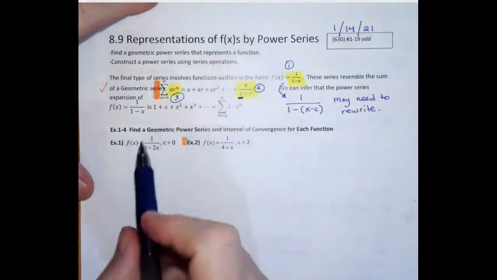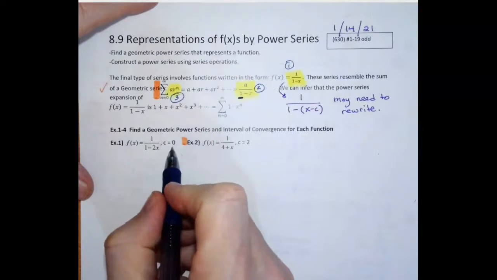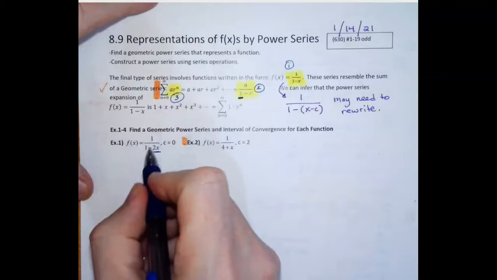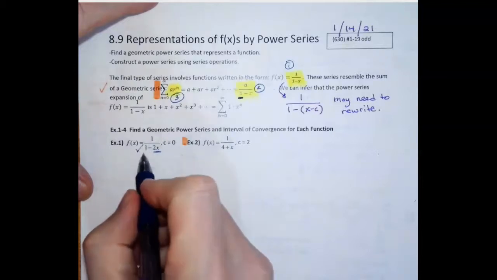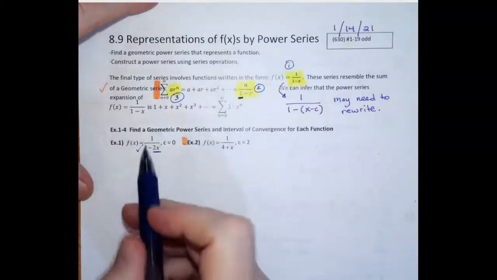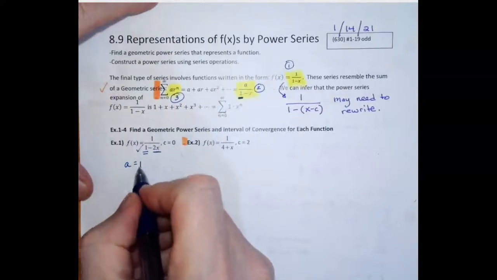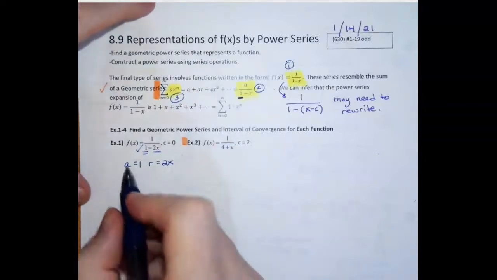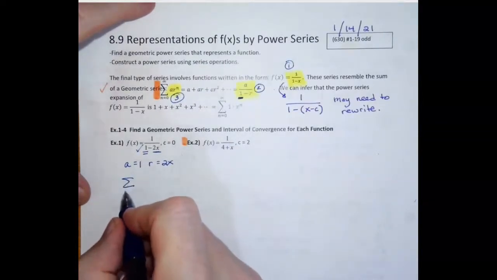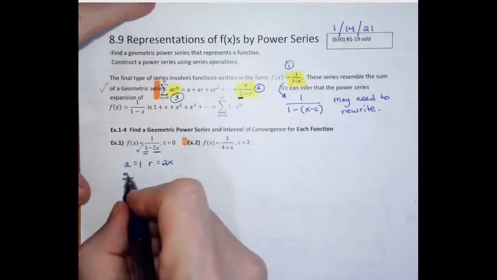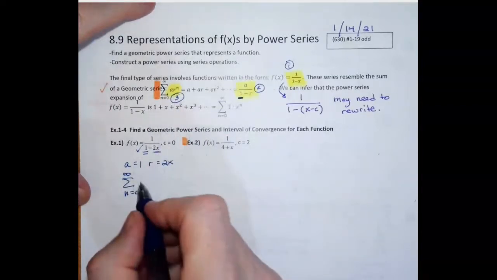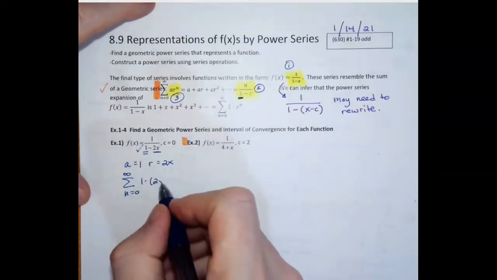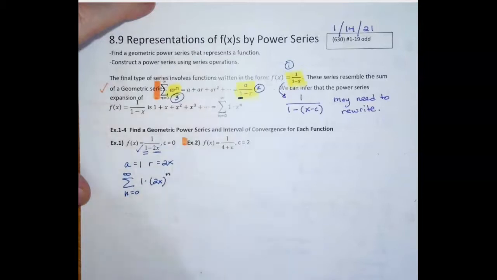Okay, so let's start with this one. We have that C is 0, so that kind of makes this easier. C is 0, that's fine. We already have a 1 here, so that's good. So then we know that A equals 1 and R equals 2x. And using those, we can write our sum, so series. So that's going to be 1 times R, which is 2x, to the n power.